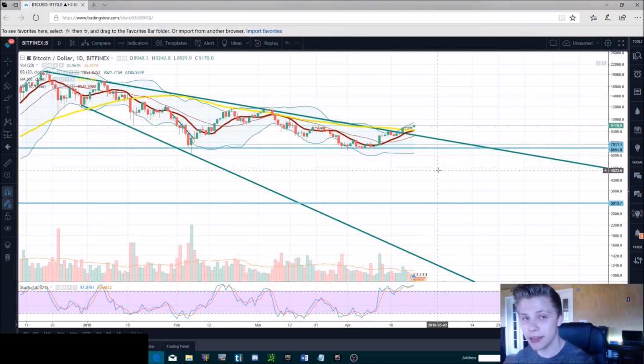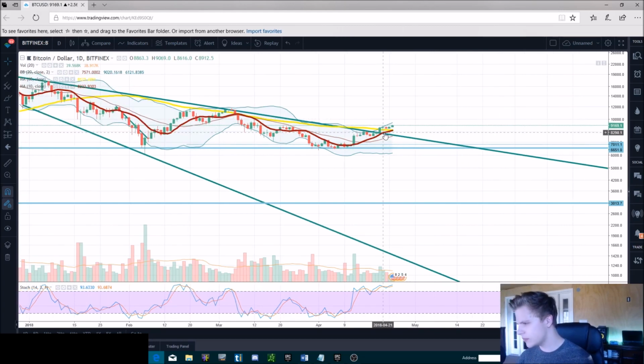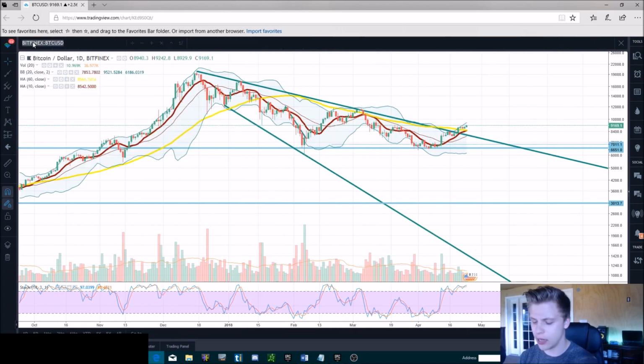So I'm going to be buying into that and riding it on up, adding into the dips and selling into the spikes, just working the play. The same thing is happening on Litecoin and on Ethereum too.